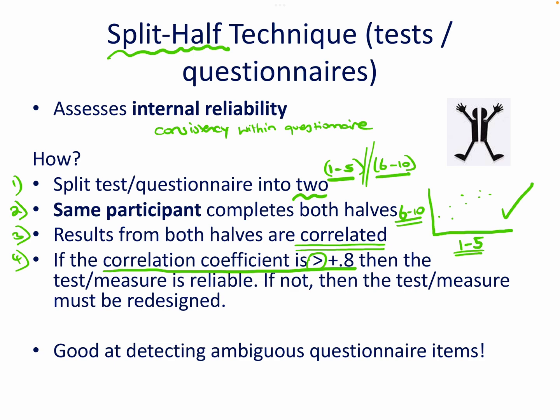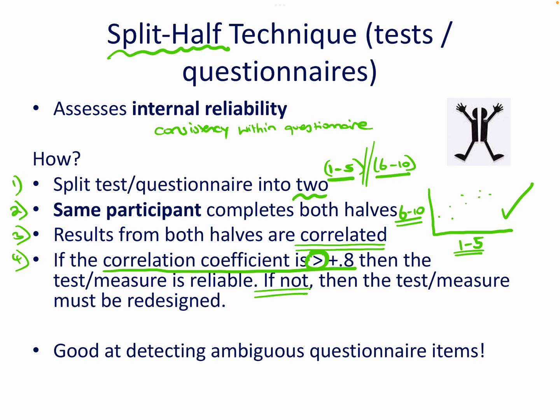So they're the 4 steps for calculating the split half technique. We split the questionnaire in half. We give the same participants both halves. We correlate their scores on those two halves. And we're looking for a correlation coefficient of plus 0.8 or higher. If it is, then fantastic. Our measure has internal reliability. If not, then we're going to need to go back to the drawing board. We might want to change some of the items to make sure that they are all equally consistent in measuring the construct we're trying to measure.